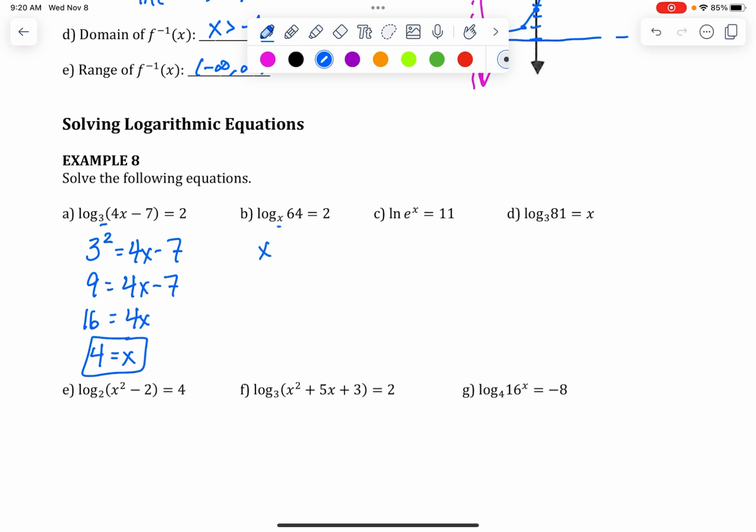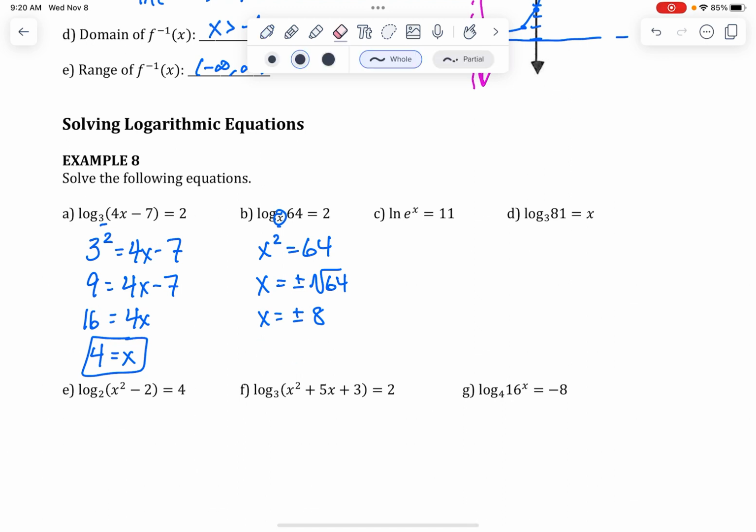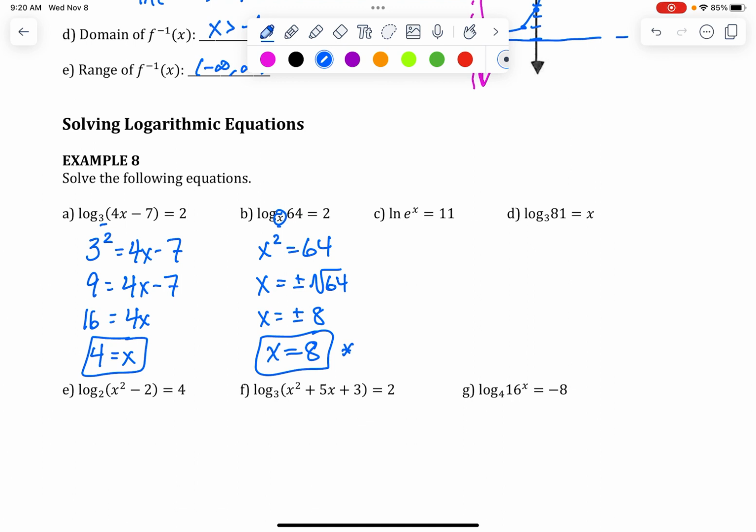Here the base is x. X squared is 64. Now technically when you take the square root of both sides, you would take plus or minus. And so you logically would say, x is plus or minus 8, which isn't incorrect, but keep in mind that a base of a log can't be negative. You can't have the log base -8. So we're only going to look at the positive aspect. So the only correct answer is positive 8. Okay, so keep that in mind. It's a little nuance, but keep that in mind whenever you're finding the base has to be positive.